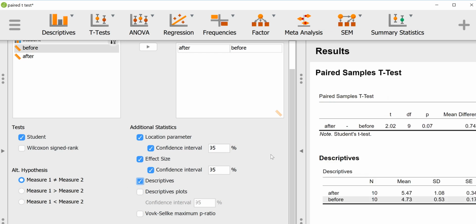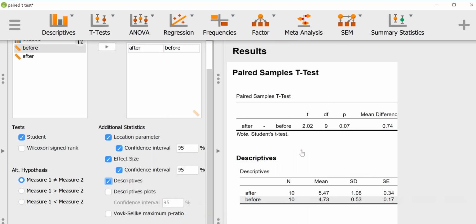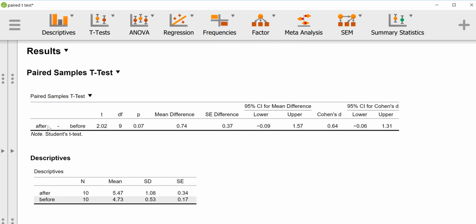So in the output window, we see first the way that it subtracted to get the mean difference. So it subtracted before from after, which is usually what you want to do when you have a time 1 and time 2 variable, is to subtract time 1 from time 2. So that's why I set it up like that.